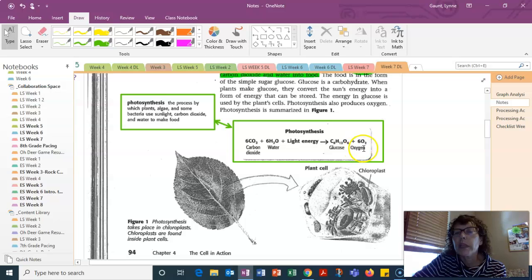And this is how you read an equation. It gives us a chemical formula called CO2, and it says we need 6 CO2s. Underneath that, CO2 just means carbon dioxide. And add to that 6 H2Os. You might recognize that H2O is the formula for water.